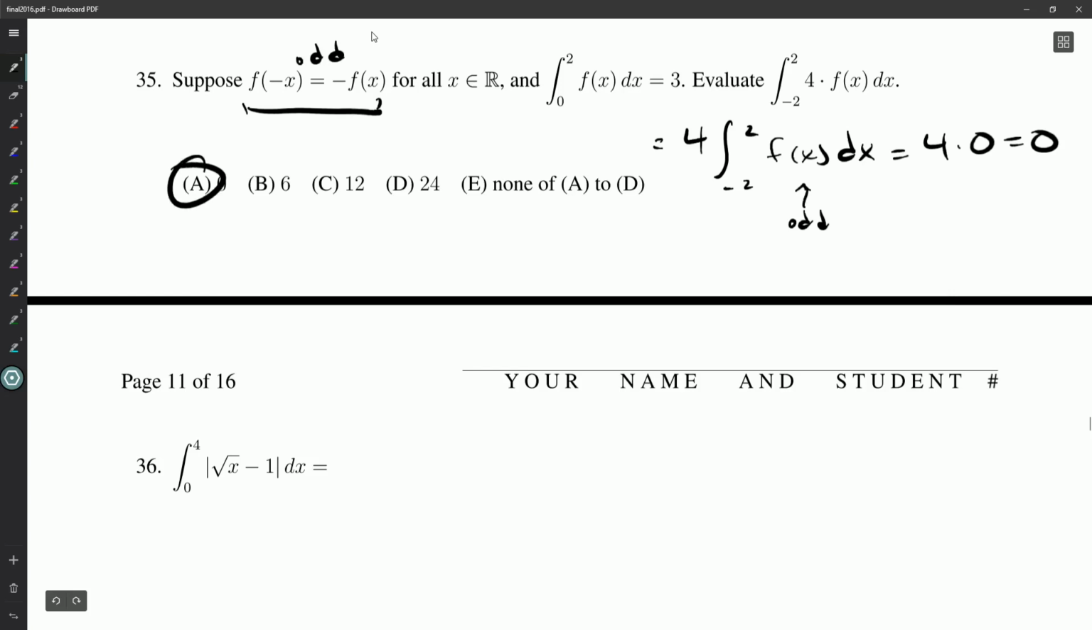The answer is A. 4 times f of x is also odd. 4 is an even function, and an even times an odd is odd. But I think it's easier just to bring out the 4 and say, look, I'm integrating over a symmetric interval with something that is quite clearly odd.